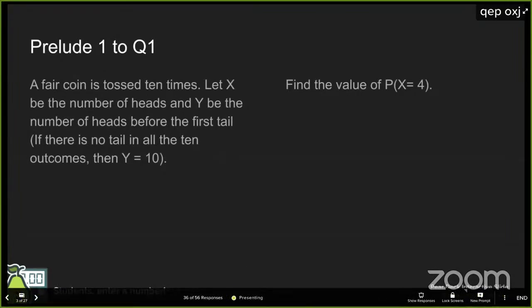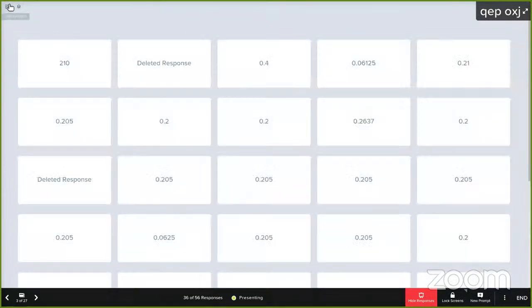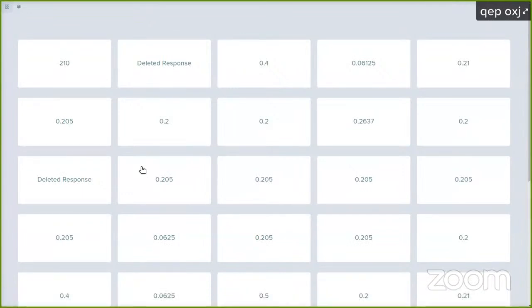Okay, I got 36 responses out of 56. We'll see. There are values ranging from 210, 0.4, 0.06125, 0.205, 0.205, 0.0625. What I'm seeing is that 0.205 and 0.0625 are the very common answers.